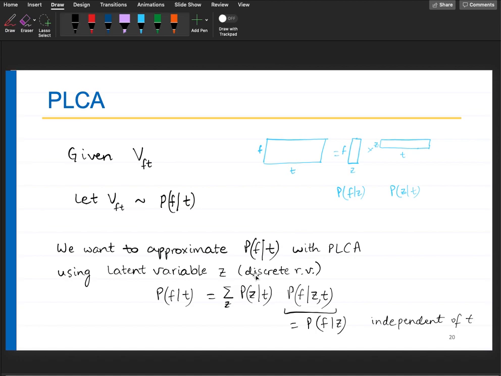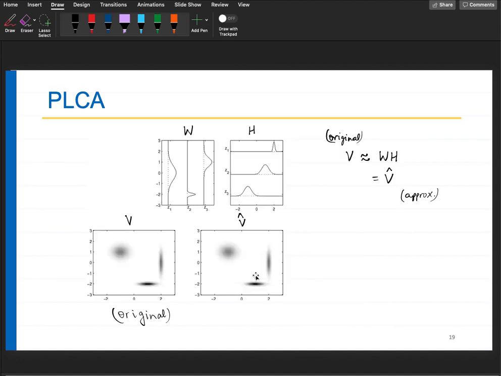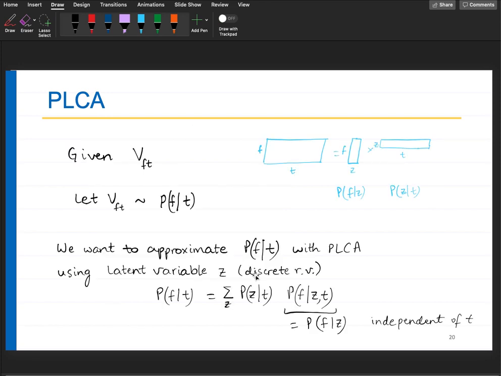Okay, so can you compare it with something? We have already compared it with k-means clustering, right? And what is k-means clustering? K-means clustering is a latent variable model, a discrete latent variable model. Can we compare this method with a discrete latent variable model so that we can use efficient optimization techniques like the EM algorithm, right? So given V_FT, I want to approximate it as this into this.